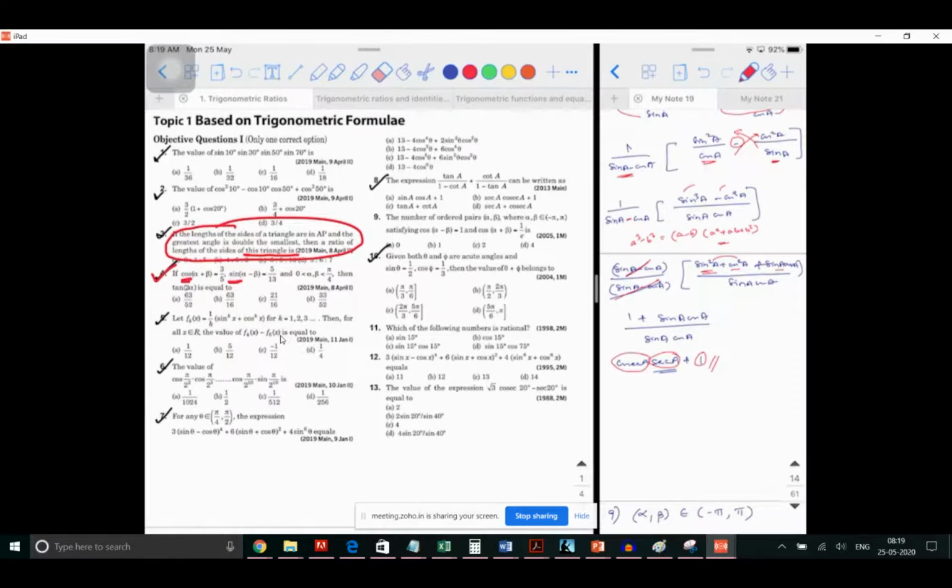And I found this 10th one to be a good problem. Okay, so you can do the 10th one. Just tell me how to solve. This is a 1 mark question which was asked in 2004.